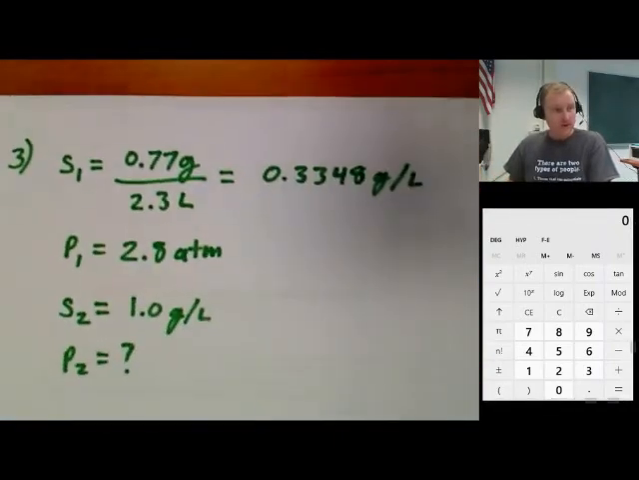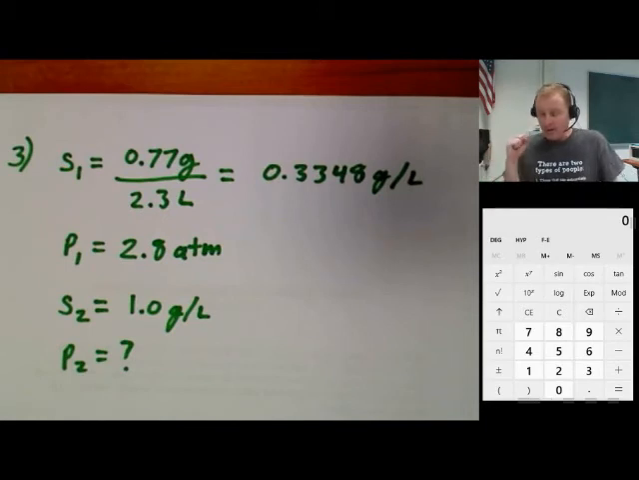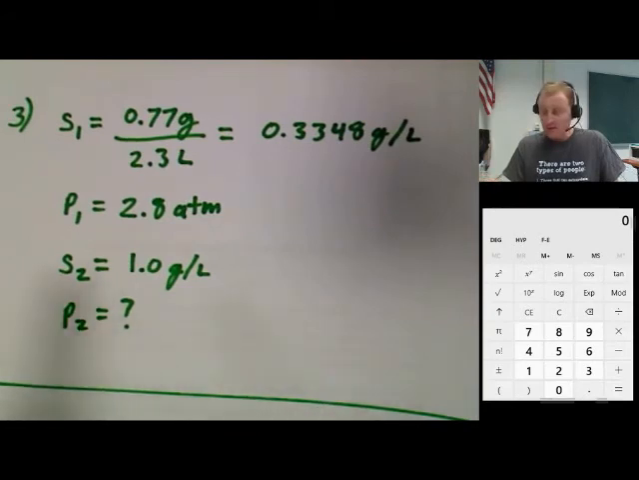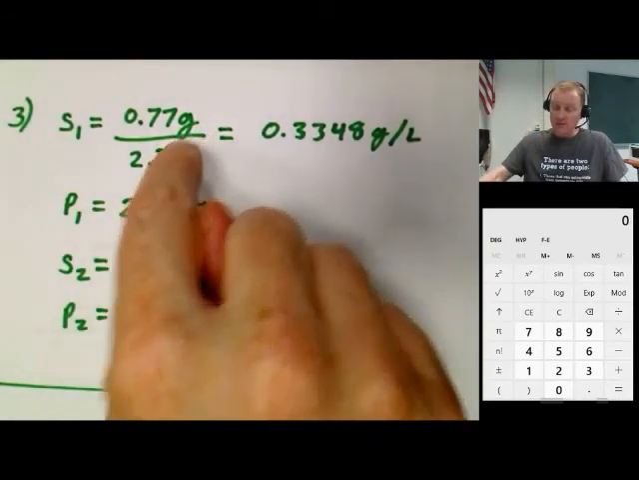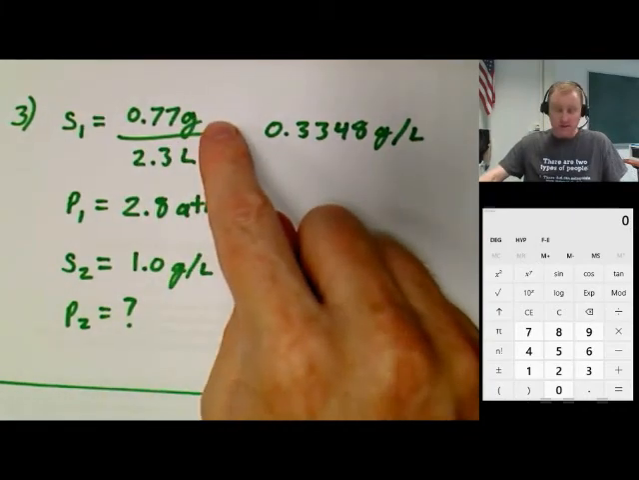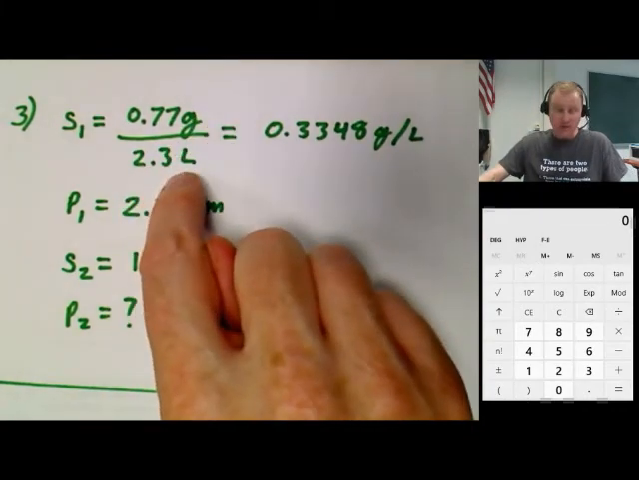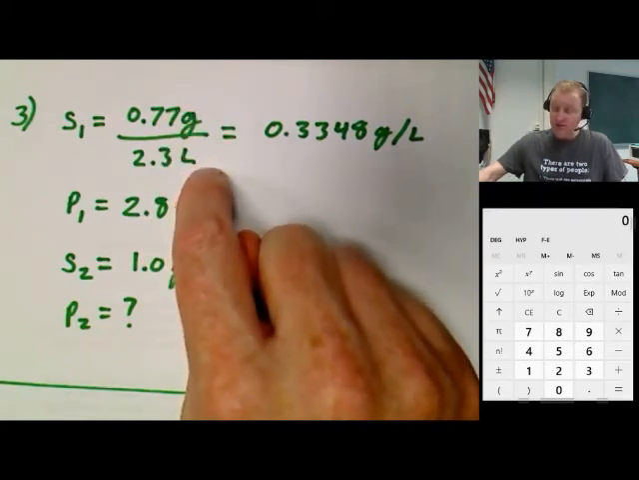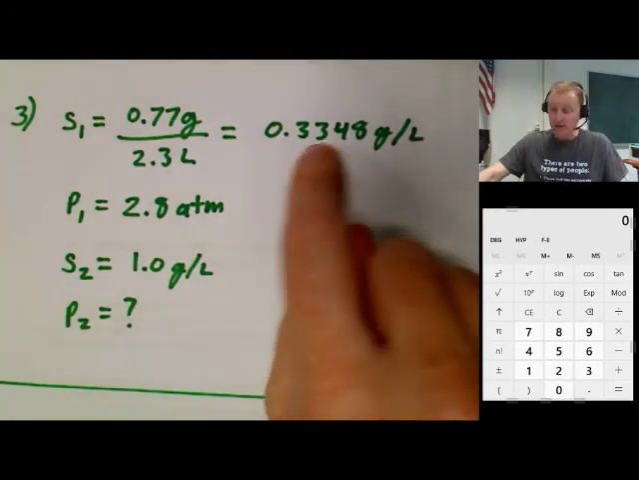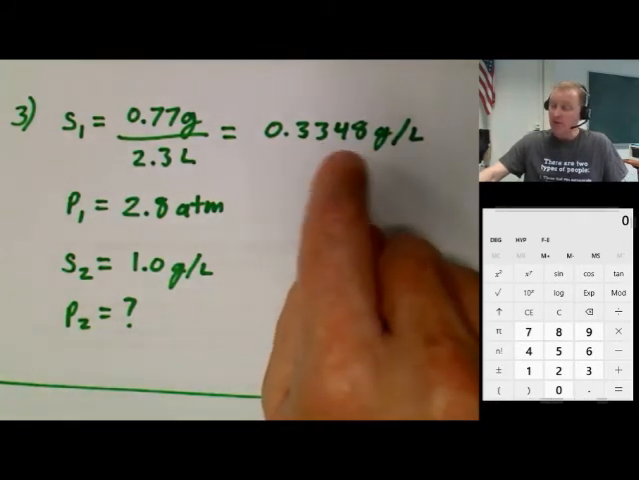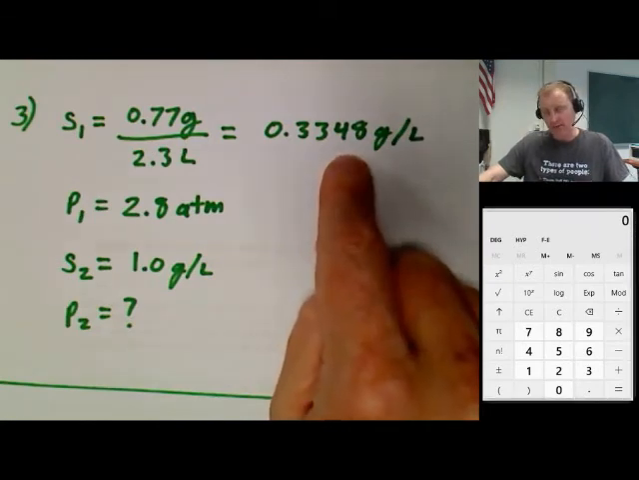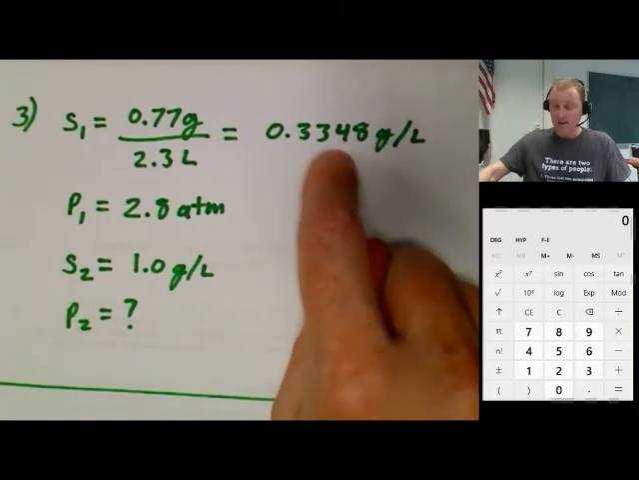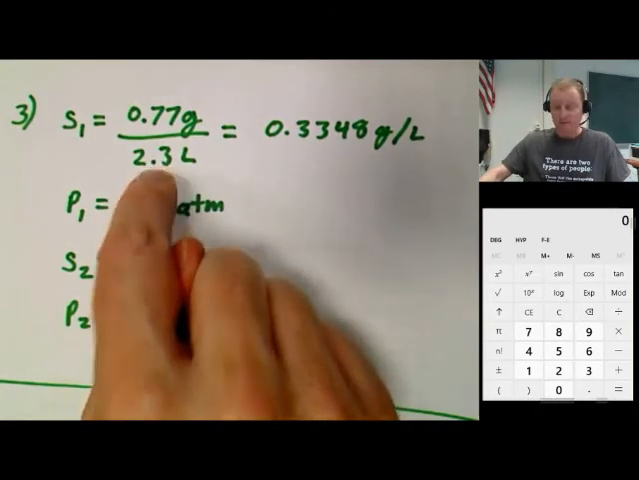All right, our third question, and this is why in the first one I actually went through the hassle of dividing and showing the work there, because for the third one you have grams: 0.77 grams dissolved in 2.3 liters. So if you take 0.77 grams divided by 2.3 liters, you have the solubility in the first situation, which happens to be 0.3348. I didn't round here because this isn't my answer yet, so I wanted to leave some extra numbers in here. So 0.3348 grams per liter. That's my first solubility, mass over what it can dissolve in.